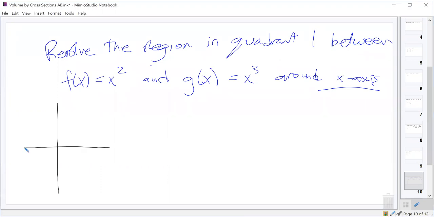Cartesian coordinate system, named after René Descartes, famous French philosopher.